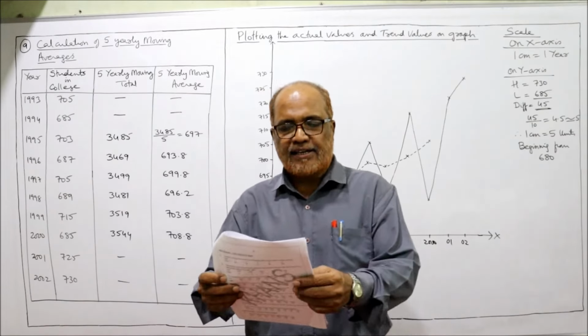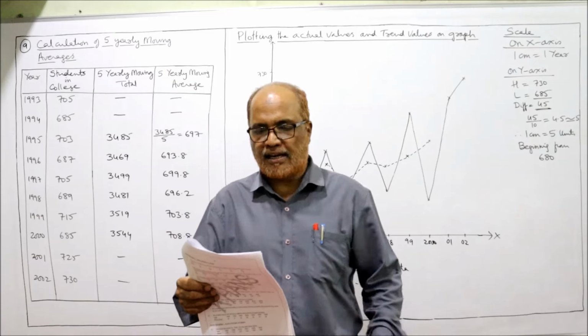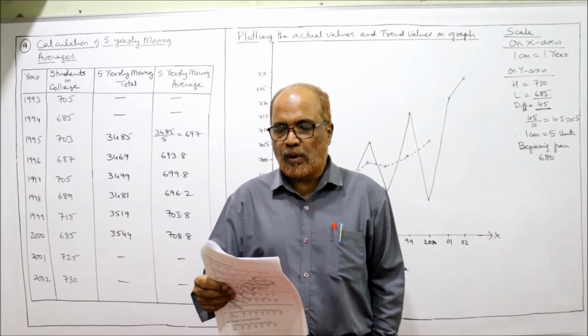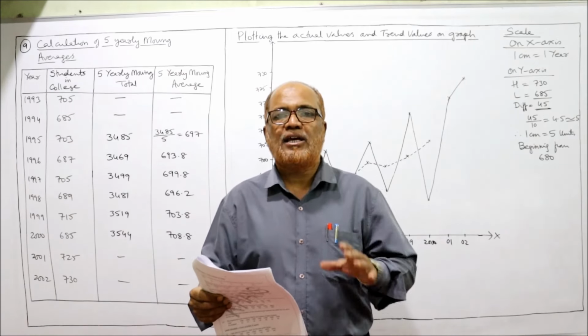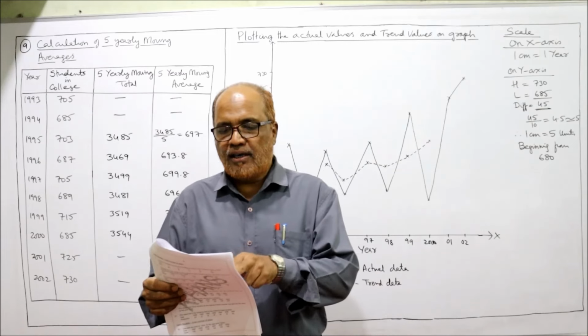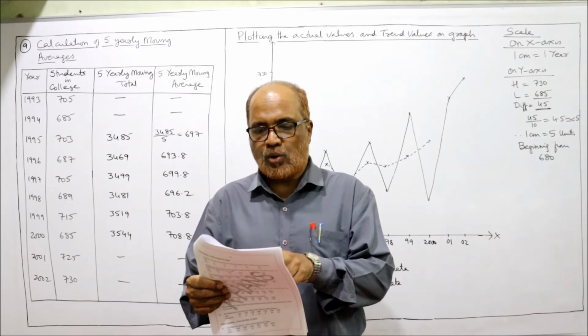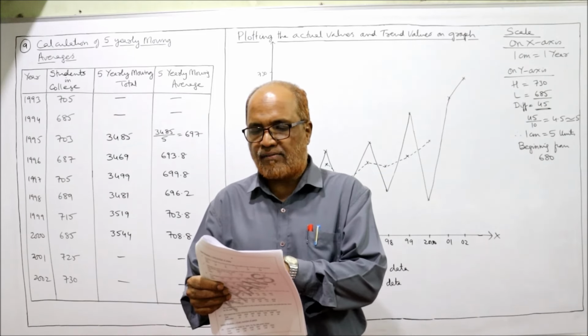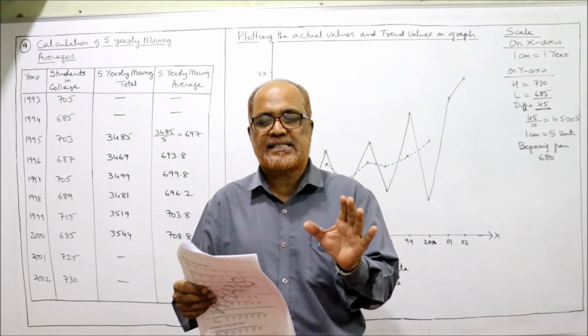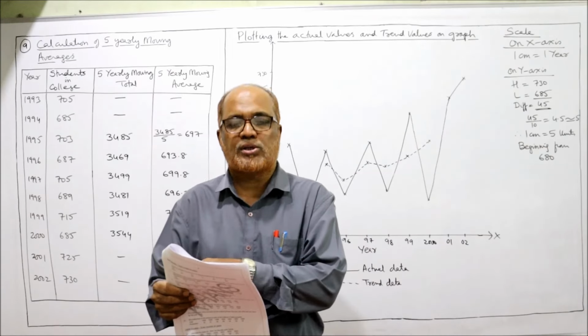Now we'll start the next problem. The 9th problem. See the 9th one. Draw a graph to represent the following data. It is asking you to draw the graph. Years 1993, 94, 95 up to 2002. So 1, 2, 3, 4, 5, 6, 7, 8, 9, 10. 10 years data is given from 1993 to 2002.